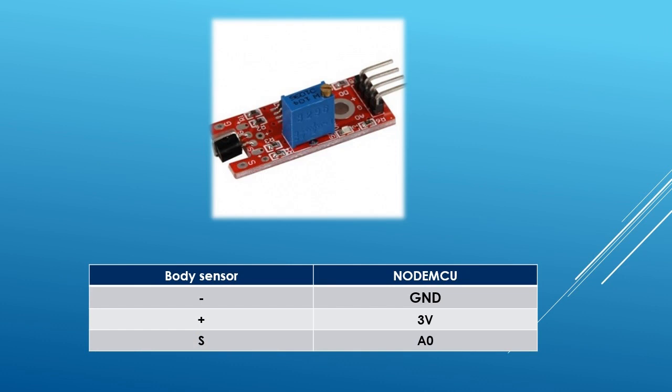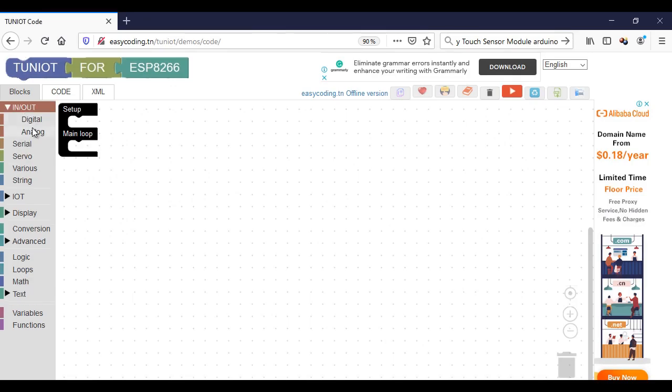Connect the A0 of the sensor to the analog pin of the NodeMCU, the minus sign to the GND, and the plus sign to the 3V. In our first program, I will display on the serial monitor the value of the sensor.